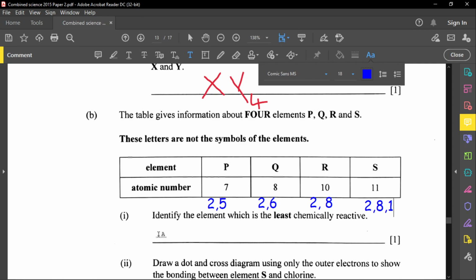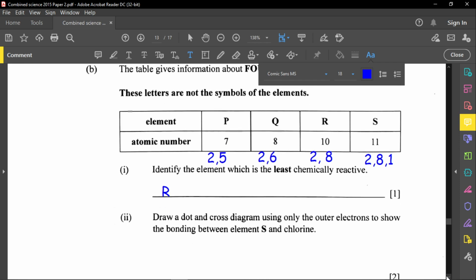And also the fewer electrons required. So group 7 tends to be more reactive than group 6, okay? And that is for the same period. So here we're going to put element R as the least chemically reactive. All right, so let's go to part 2 here.